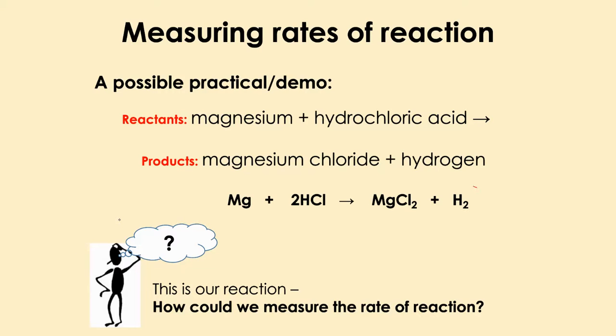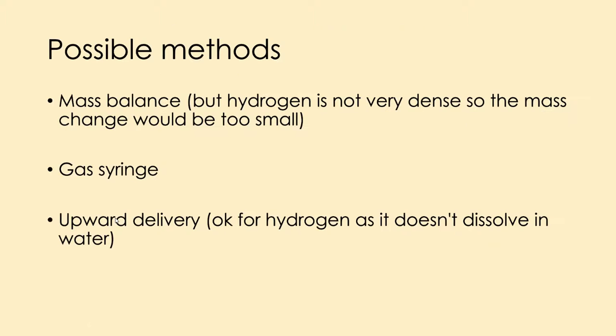Okay, so hopefully we've realized that one of our products here is a gas. In our last lesson, we looked at ways that we could measure the volume of gases, and we can use this to measure the rate of a reaction. So we can measure the volume of gas in three ways, just like we talked about last lesson. So we could use a mass balance, but this doesn't really work here because hydrogen's not very dense, so the mass change is going to be too small. We could use a gas syringe, or we could use upward delivery, which is okay for hydrogen because hydrogen doesn't dissolve in water, so we don't have the problem that we would if it was carbon dioxide. So we can use either of these two here.